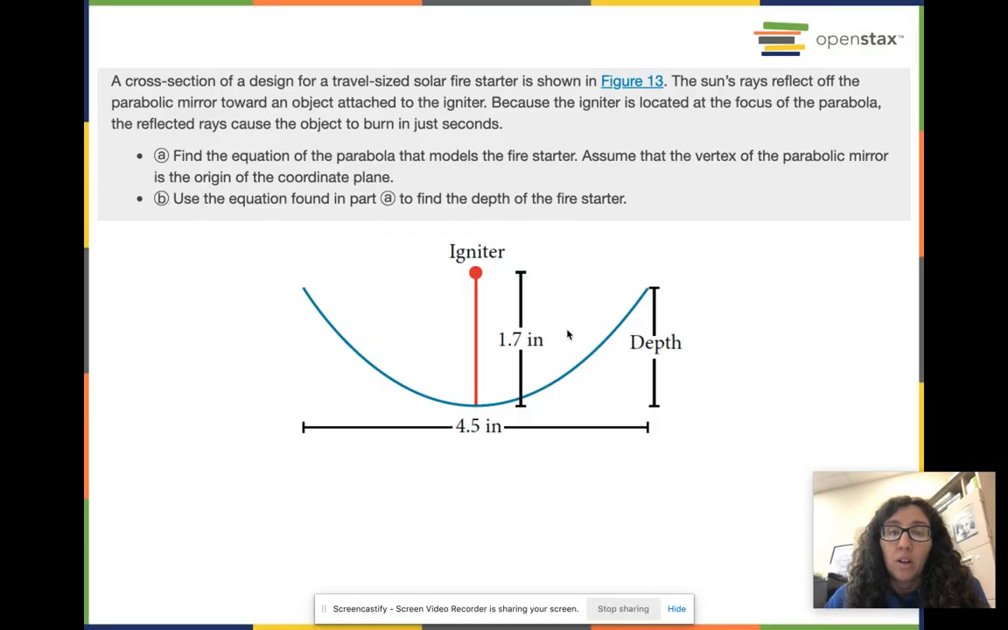All right, so here's one application question. A cross-section of a design for a travel-sized solar fire starter is shown here. Here's the igniter. The sun's rays come in and reflect off the parabolic mirror toward an object attached to the igniter. All the rays come in and bounce to the igniter, so this is at the focus. Because the igniter is located at the focus, the reflected rays cause the object to burn in just seconds. Find the equation of the parabola that models the fire starter. Assume that the vertex of the parabolic mirror is the origin of the coordinate plane.